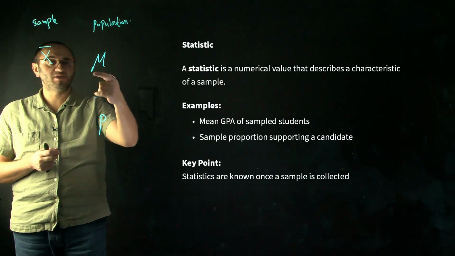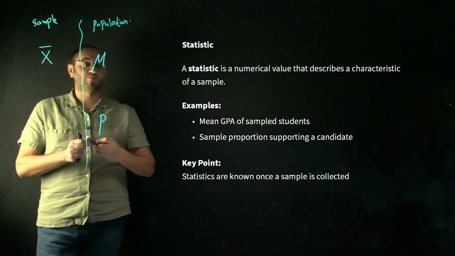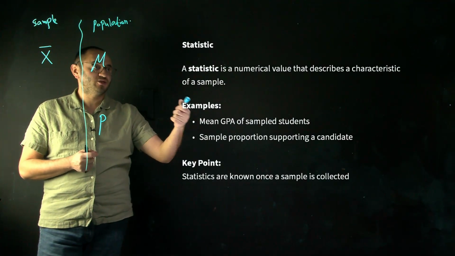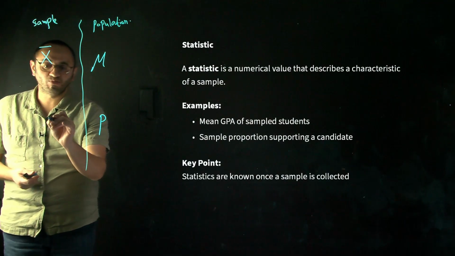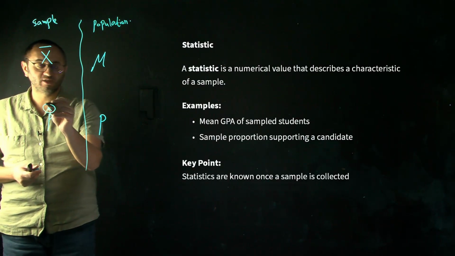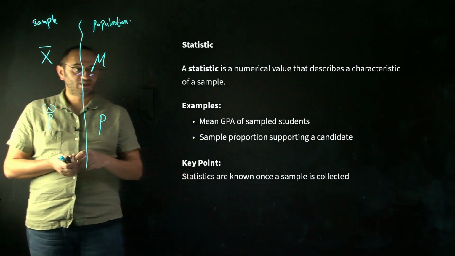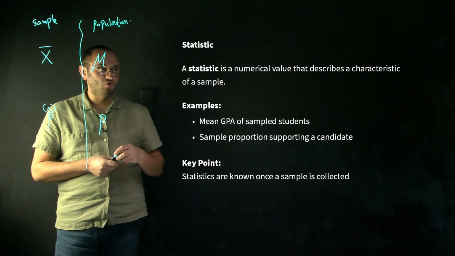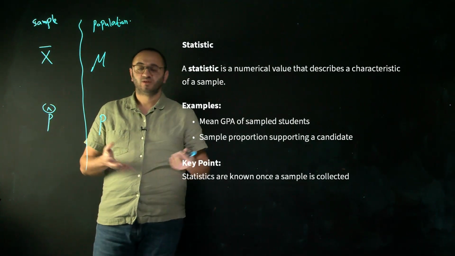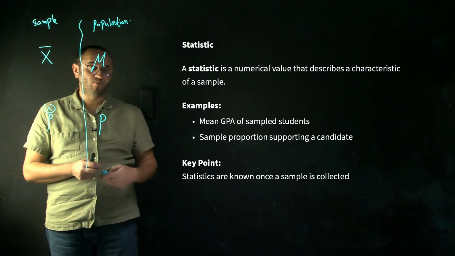So the population mean is a parameter, the population proportion is a parameter. X bar is the sample mean, and this is a statistic. The sample proportion supporting a candidate is called p hat. So this notation is hat, and this is an example of a statistic. All right, so statistics are known once a sample is collected. Once we have our sample, we can calculate the sample mean, we can calculate the sample proportion, right?